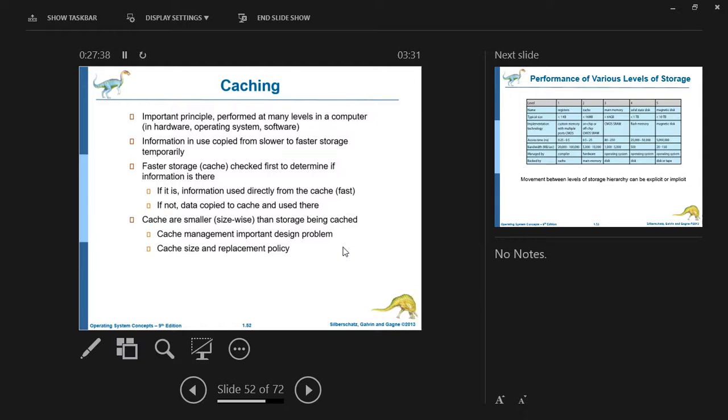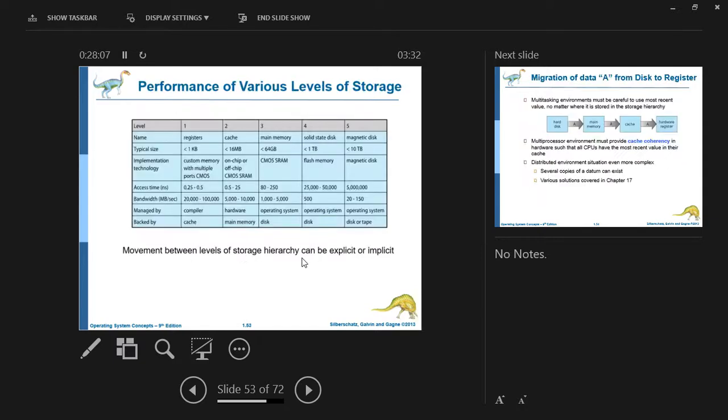If the information is used directly from the cache, it is fast. It's around 50 to 100 times faster than your main memory, right? We'll see that with the help of a table. That analysis is also there in the next slides. From faster to slower, from smaller to larger. Caches are smaller in size than the storage being cached. Cache management has important design problems, and size and replacement policies as well, as part of the cache.